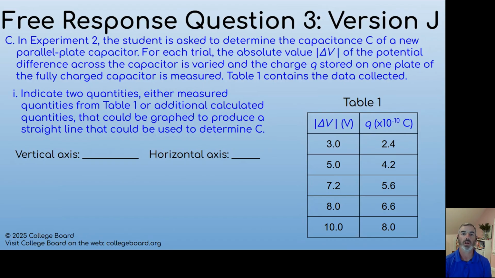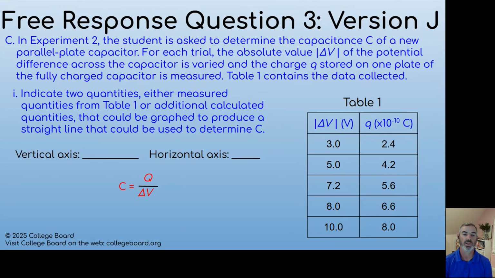So remember that the Q value in our capacitance equation is just the charge on one of the plates, not the charge on both plates. So we want to indicate quantities that we're going to measure from table 1 or make additional columns to be able to calculate the capacitance. So we can go to our reference table and find the equation that the capacitance is equal to the charge on the positive plate divided by the potential measured across the capacitor.